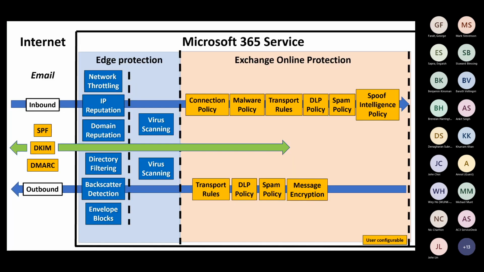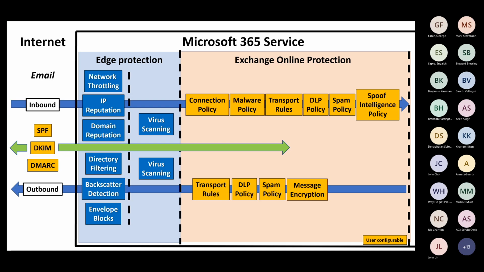So if we have a think about our emails here, inbound, obviously outside of our environment, we've got our DNS records which need to be set and managed appropriately. We've got edge protection, which Microsoft does: our network throttling, IP reputation, domain reputation, and so on. It does the AV scanning for us, and then we have control over our connection policy, malware policy, transport rules, DLP policy, spam policy, and so on. And then likewise on outbound. So everything here in yellow is stuff that you can, or are required to, or should be configuring and managing. So that's where the value add is provided in this environment.